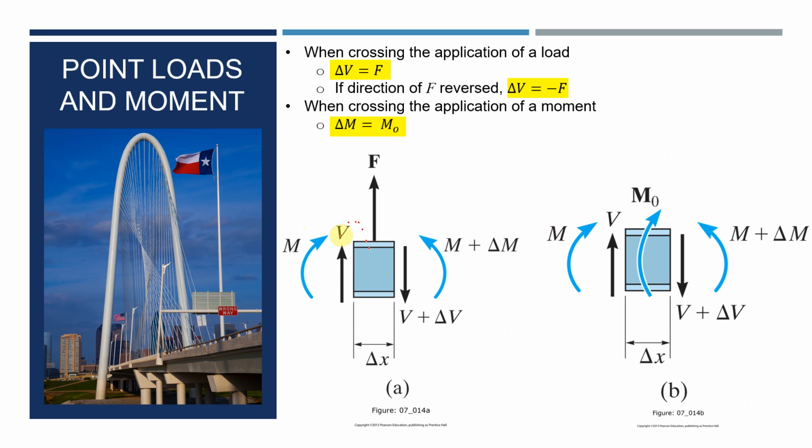Now, we need to consider what if there's a force applied at a single point, where we have these two force diagrams, that the change in V is going to equal F. That's pretty easy to see. Total force has to equal 0. It's V plus F minus V minus delta V, which means delta V is going to have to equal F. That's it, pointing up. If the direction is reversed, then you'd have a negative sign. Delta M, well, this one's real easy.